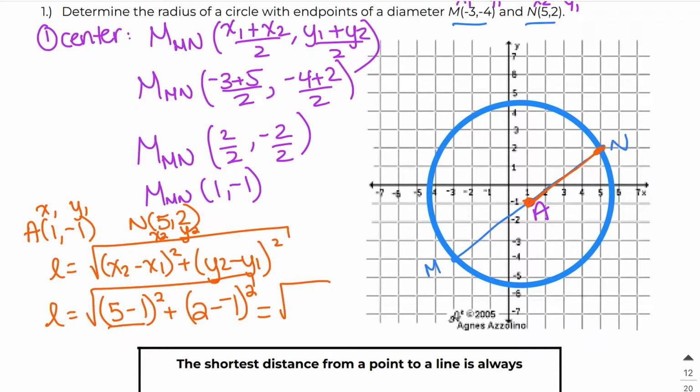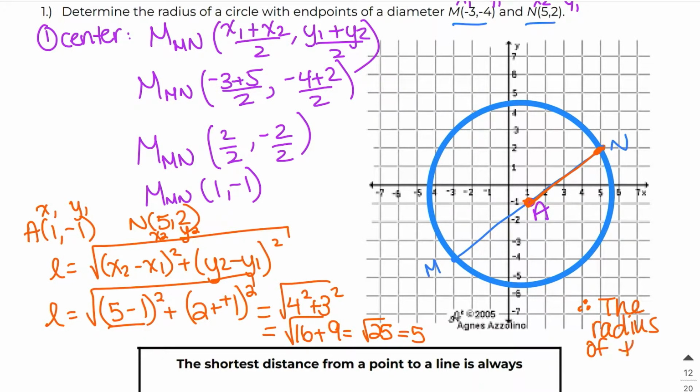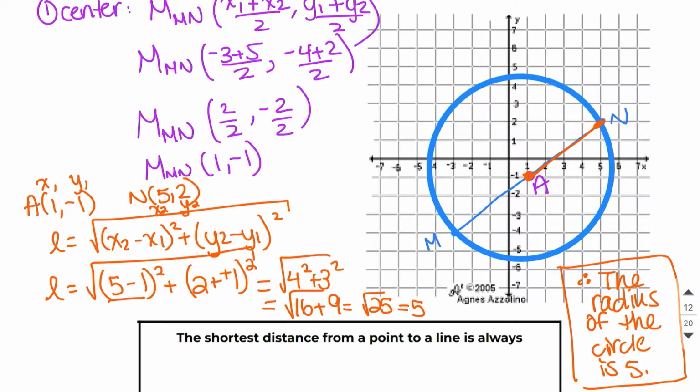So this ends up becoming 4 squared plus 3 squared, which is the square root of 16 plus 9, which is the square root of 25, which is 5. So we can say, therefore, the radius of the circle is 5. And that's my answer for this question right here.